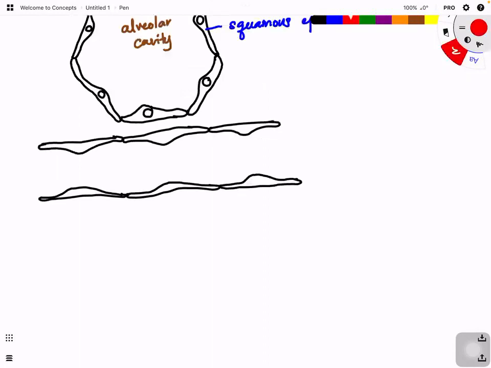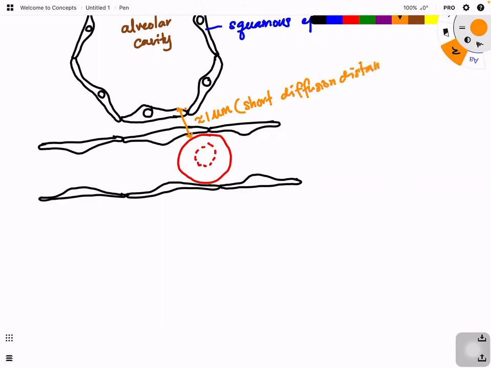Okay, so where's the red blood cell? So this will be our red blood cell. So from the edge of the red blood cell into the alveolar space, can you see that? The distance is about 1 micrometer. So very, very short diffusion distance. Can you see that? Okay, from slightly inside until the alveoli is here.